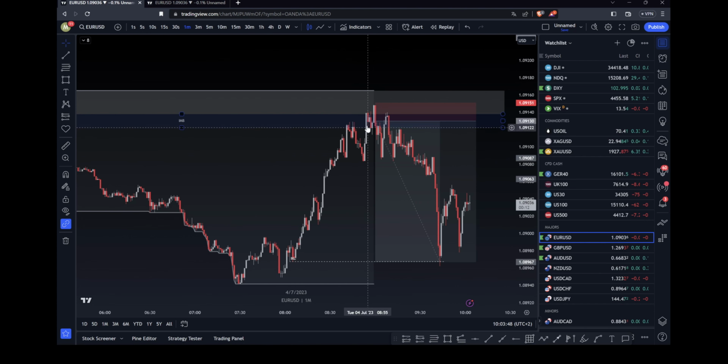So if it's in the imbalance, I want to see a double break, so I would enter here and then my stop loss would be above here. And as you can see, that's pretty big. It's almost 5 pips, so probably I wouldn't even enter that.